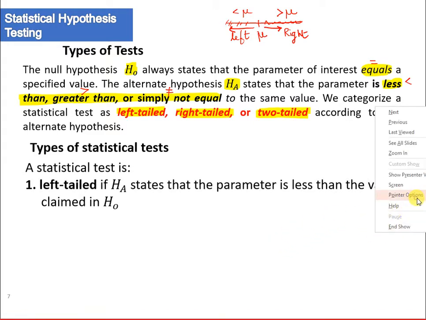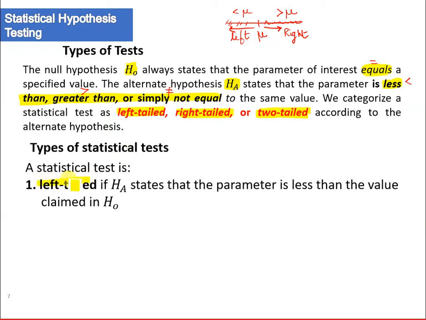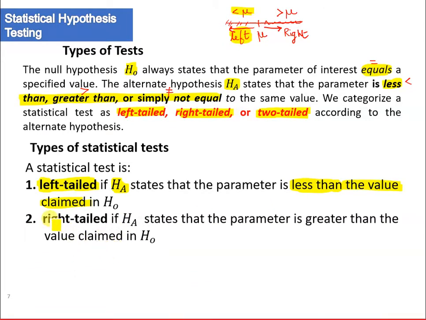Left tail test: this is what I explained. The test is called a left tail test if HA says the parameter is less than the claimed value of H naught. If it is less than, it is left. Similarly, we say that the test is right tailed if HA says the parameter is greater than the claimed value. So if it is on the right side, it means it's the greater type.